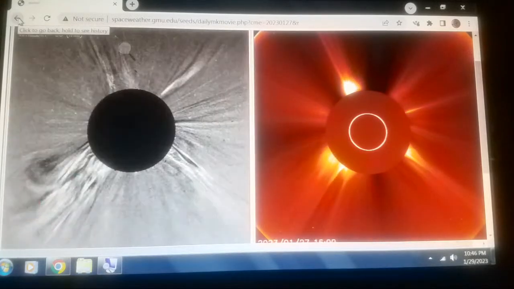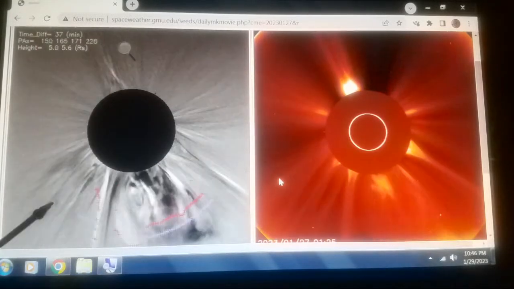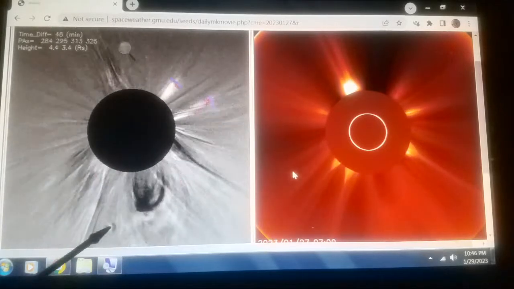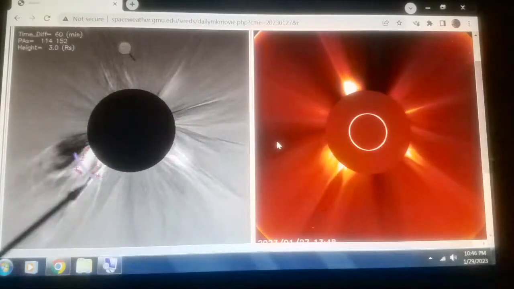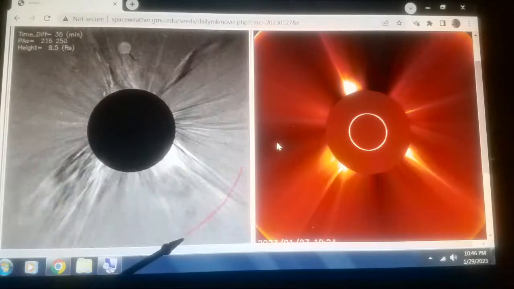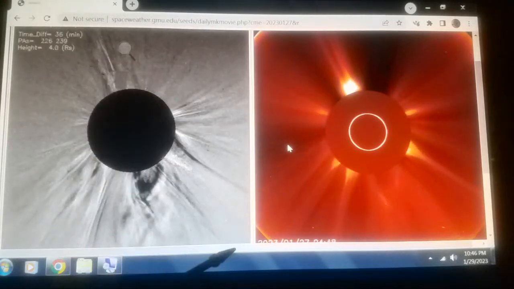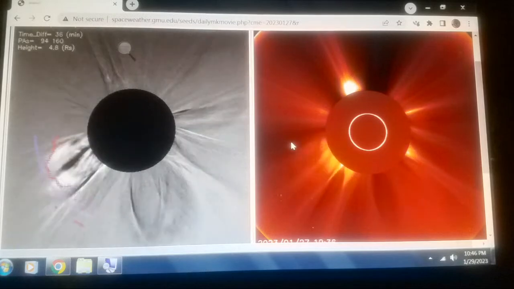I'm not 100% sure, but we're still perfecting this science. So it looks like we had a couple of objects coming south of the Earth, probably around today or tomorrow, or late tomorrow. So that's it for tonight.